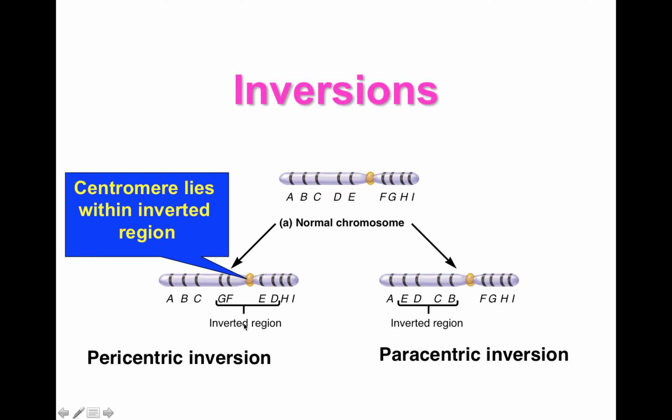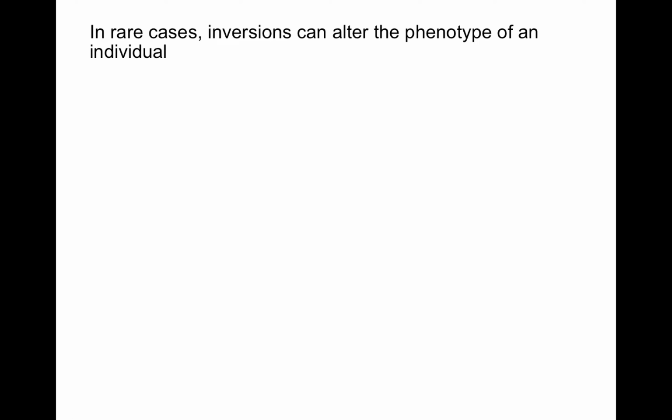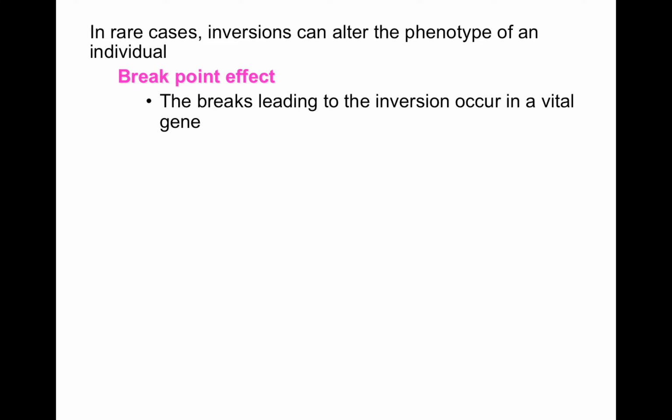Inversions can happen either with the centromere involved, where a piece of the chromosome containing the centromere can excise and flip around and get put back in again, or it can involve just one of the arms of the chromosome, a paracentric inversion.